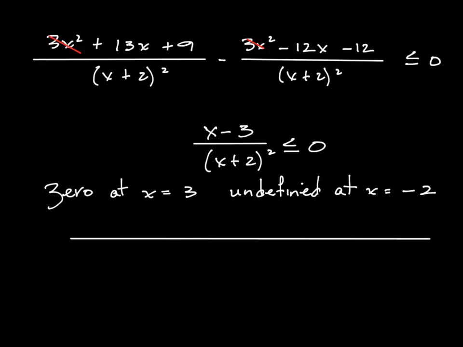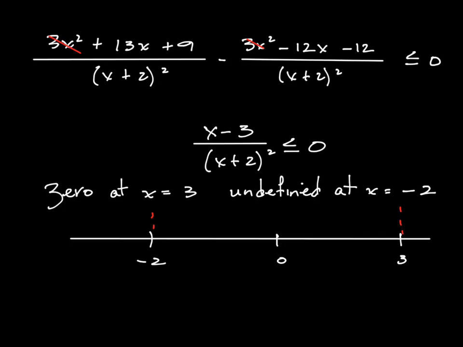The next thing we'll do is draw a number line, and we'll indicate the points x equals 3 and x equals negative 2. So remember that negative 2 is an asymptote. So it's undefined there, so even though it has less than or equal to, it can never equal negative 2. So that'll be a boundary point, and positive 3 will be a boundary point, but since it says less than or equal to, if it equals 0 at 3, then we can use that. So we might have a bracket on that side.